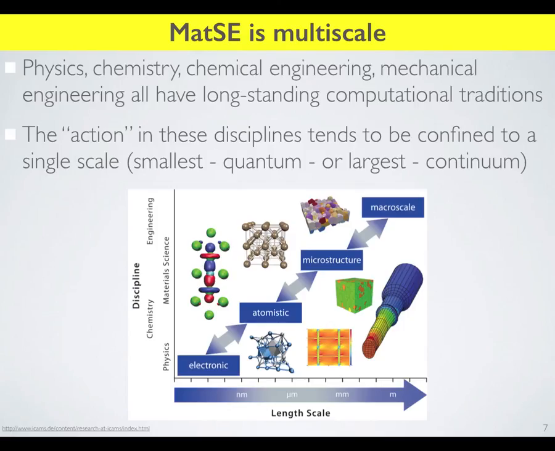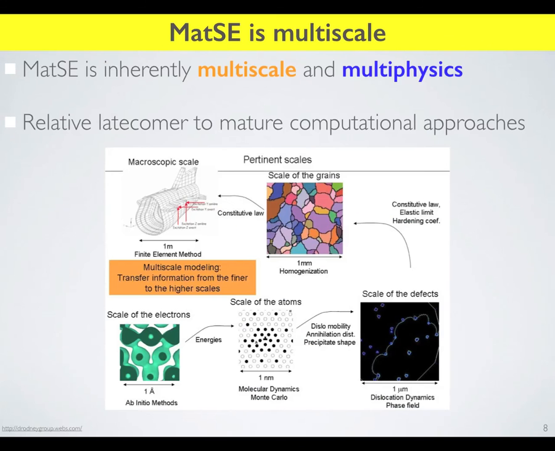If you're a physicist, perhaps you're primarily interested in electronic structure. If you are a chemical engineer, maybe you're interested up at the macro scale to design a reactor. But as materials scientists, very frequently we need to worry about all of these scales. We need to worry about how the electronic effects are feeding into the atomistic level effects, which are manipulating the microstructure, which are controlling the macro scale behavior of our system. And so materials science and engineering is inherently multi-scale and multi-physics, which makes things very difficult because we have to treat different levels with different physics, and then we have to couple those levels together.